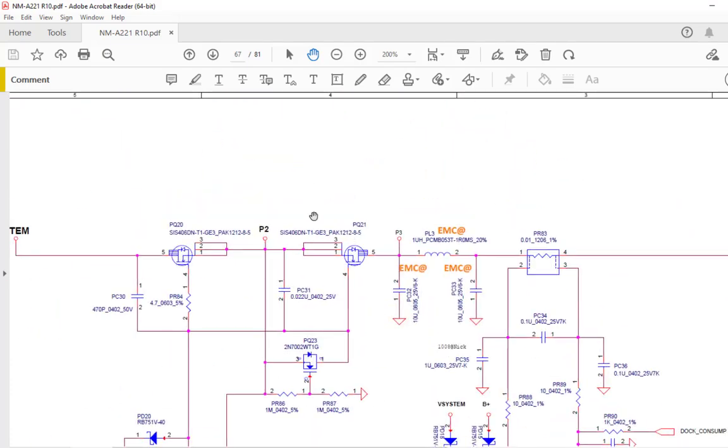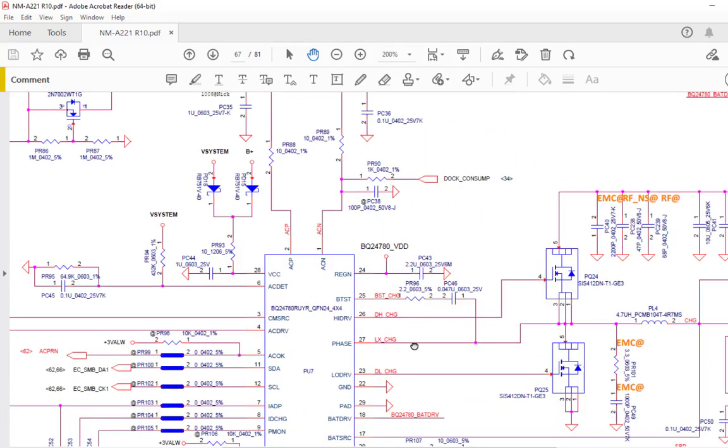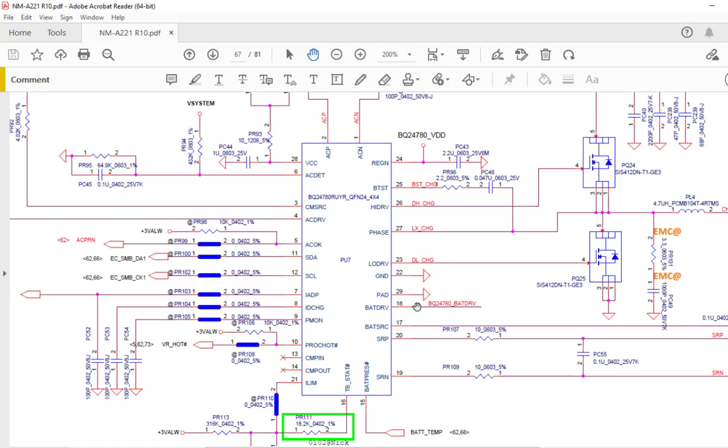So if the MOSFET is okay and if everything is okay, then the last thing is this chip is faulty. So friend, in this way I explained how to rectify the problem if the battery is not charging. Thank you very much.